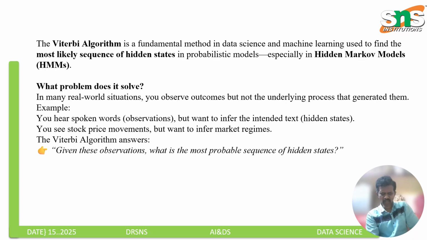For example, you hear spoken words. When a person speaks, we are observing the speech but want to infer the intended text, that is, the hidden states. Next one, you see stock price movements but want to infer stock market regimes. The Viterbi algorithm answers that: given these observations, what is the most probable sequence of hidden states.